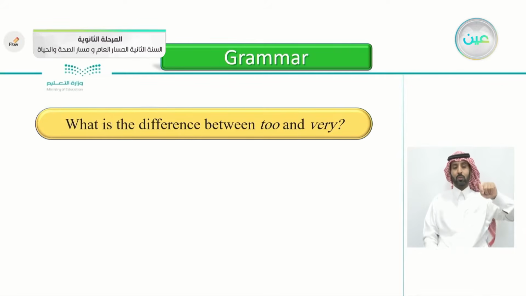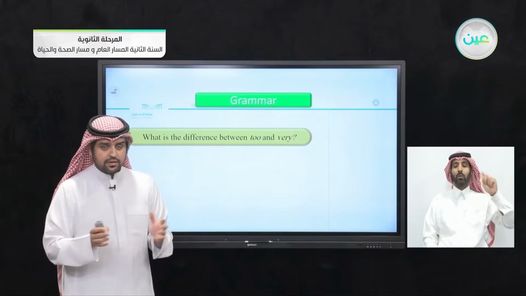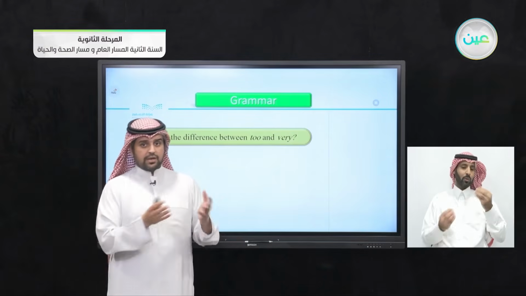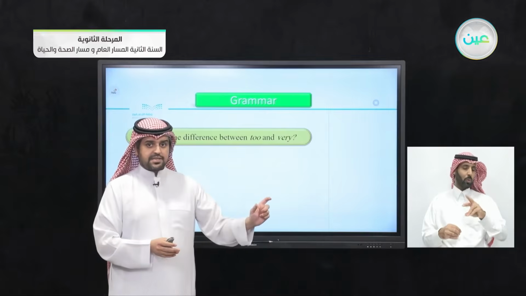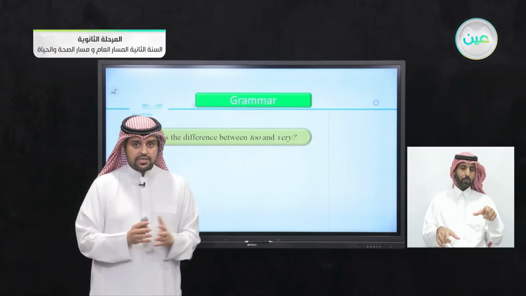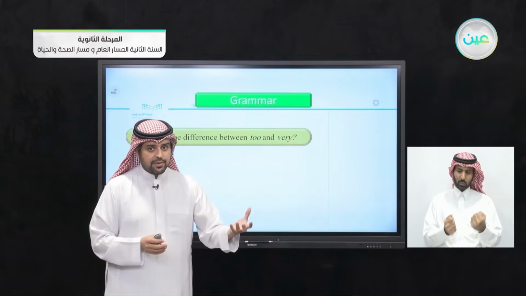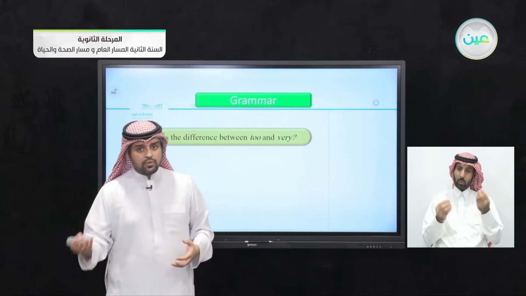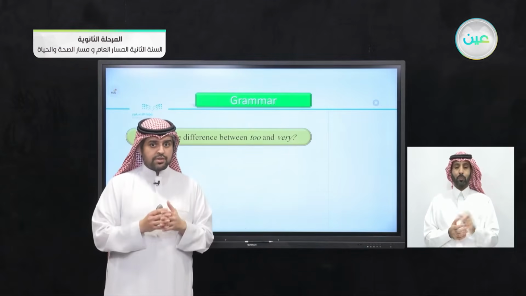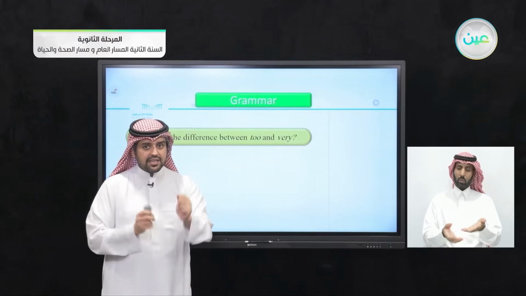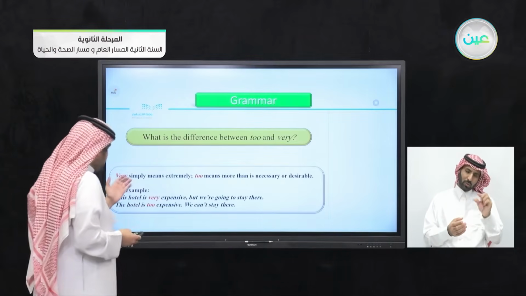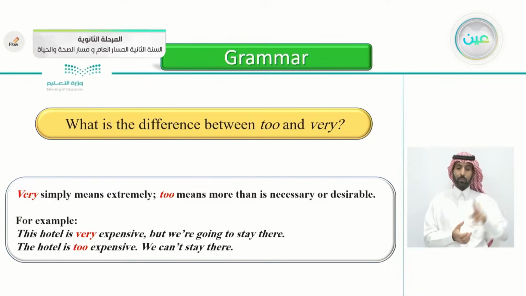So what is the difference between too and very? We know that they both are intensifiers. When you say, for another example, the car is expensive. This is an adjective, expensive. So what's the difference when you say the car is very expensive or the car is too expensive? They both do the same thing. They intensify the adjective expensive, but there's a slight difference between them. Very simply means extremely. Too means more than is necessary or desirable.